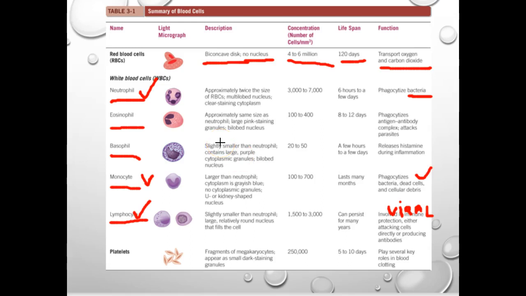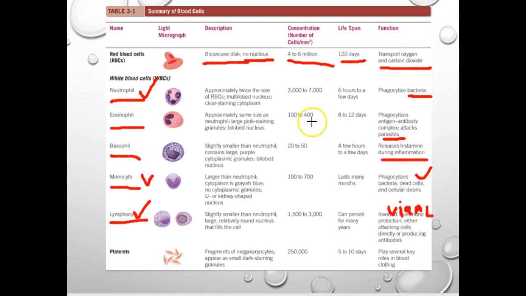Okay. Eosinophils. We'll see these with antigen-antibody complexes and parasitic infections. Basophils, which are closely related to those mast cells that we've talked about, release histamine. And histamine happens during an immune response, where we vasodilate blood vessels.